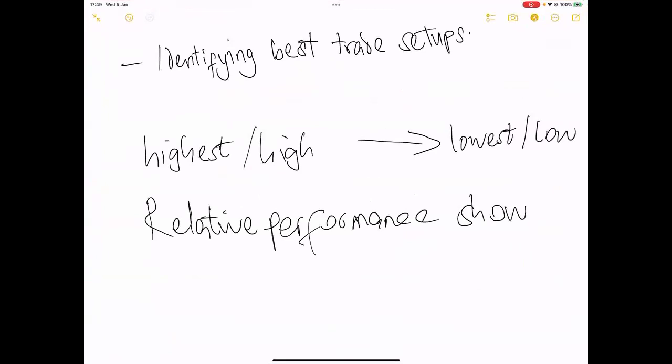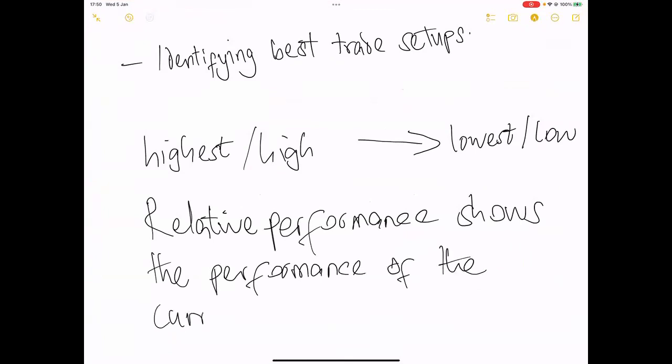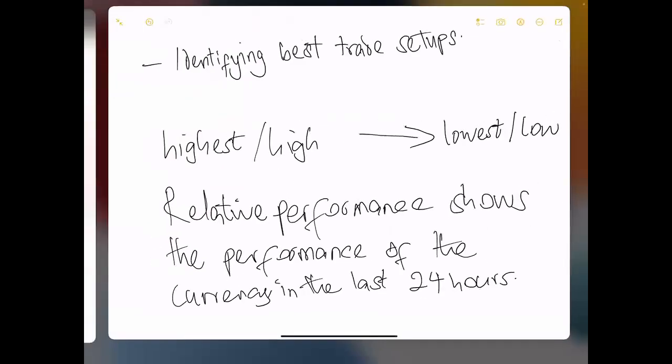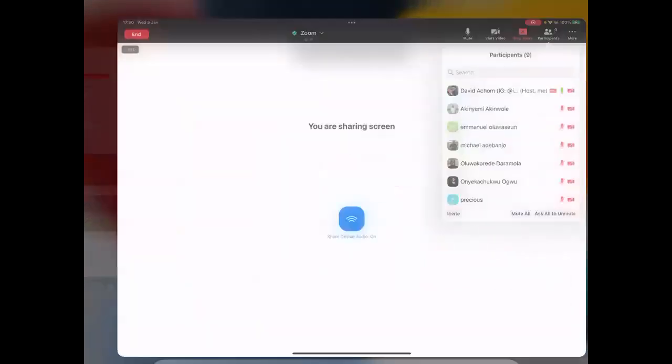Relative performance shows the performance of the currency in the last 24 hours.